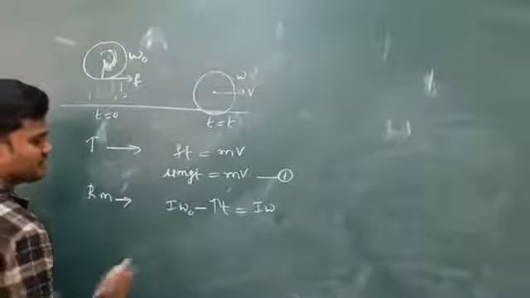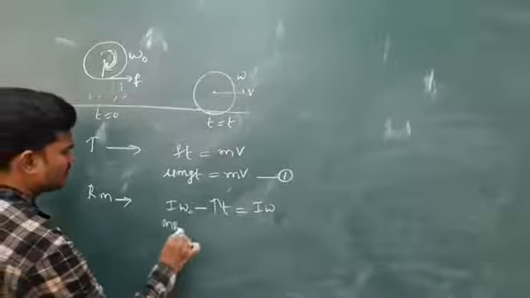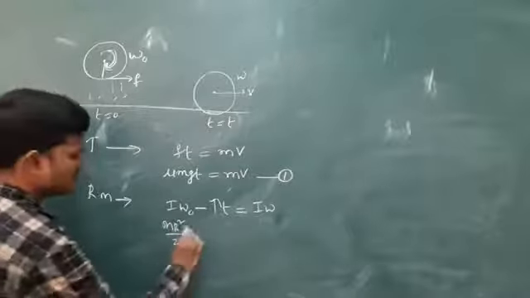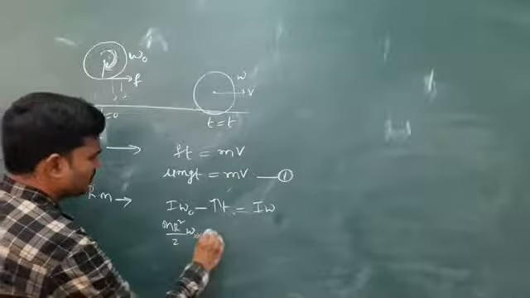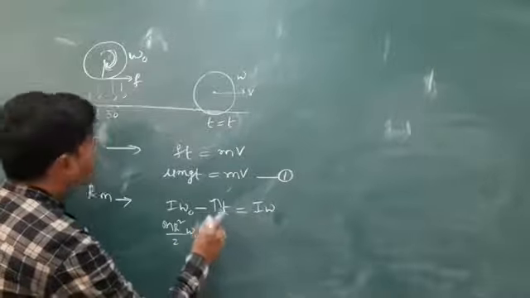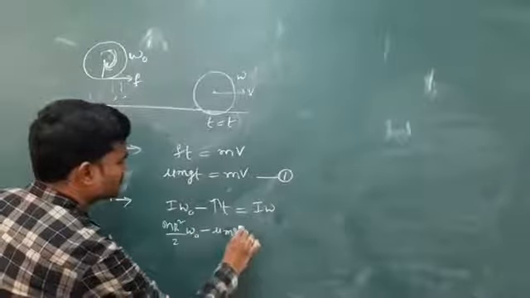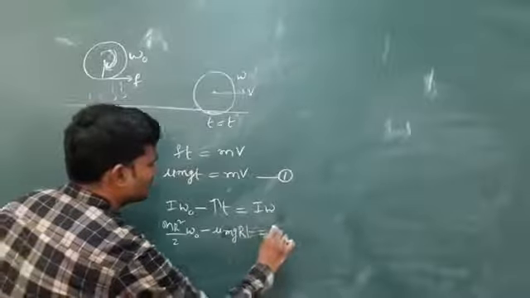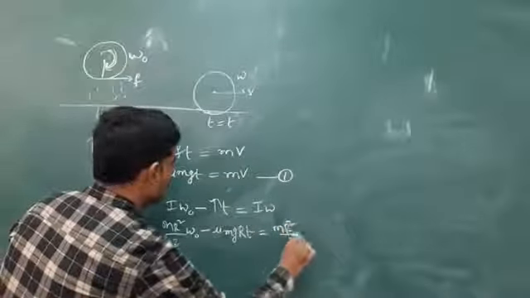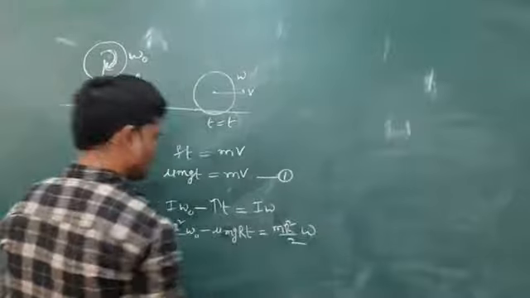Let me extend these two equations. I, for a solid cylinder, is mr square by 2, times omega naught. Tau, nothing but force into distance. Force, nothing but the frictional force, mu mg. Distance, nothing but r, into t. I, again mr square by 2, times omega.